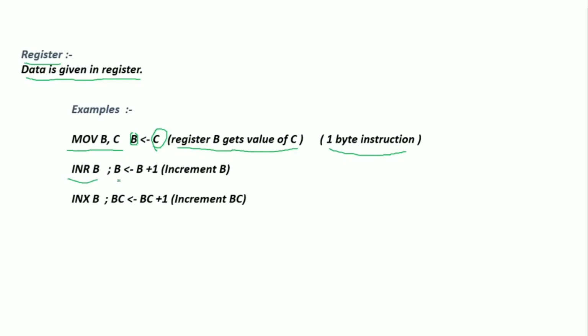INR B. B is just getting incremented, so now B will have the value B plus 1. Similarly, INX B. I have told you that if you see the letter X anywhere in the instruction, it means we have a pair here. B is present, so it will be the BC pair. We are just incrementing the value of BC to BC plus 1. So it is very easy to understand. Let's move forward now.